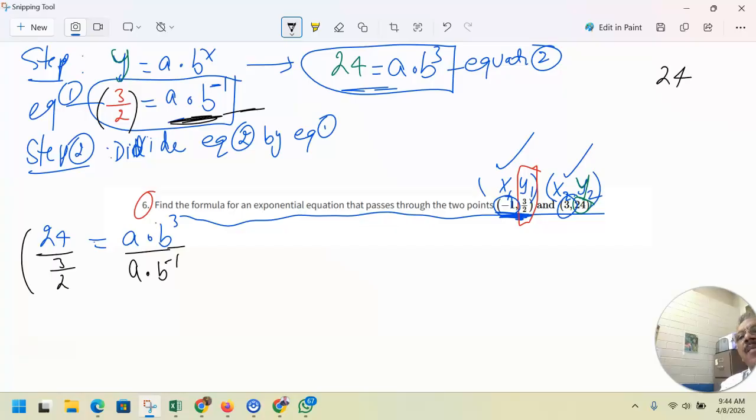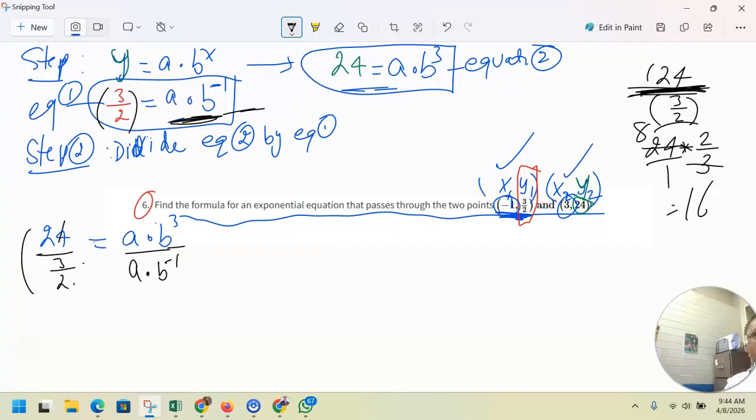That means if you have 24 divided by 3 by 2, keep the numerator as it is. This is the numerator, this is the denominator. So keep the numerator, switch the division sign to multiplication, and flip this, which is the reciprocal of 3 over 2, that is 2 over 3. And you can see 3 divides 24, 8, and 8 times 2 is 16. So the left part is going to be 16 equals this a, and this a crosses out.